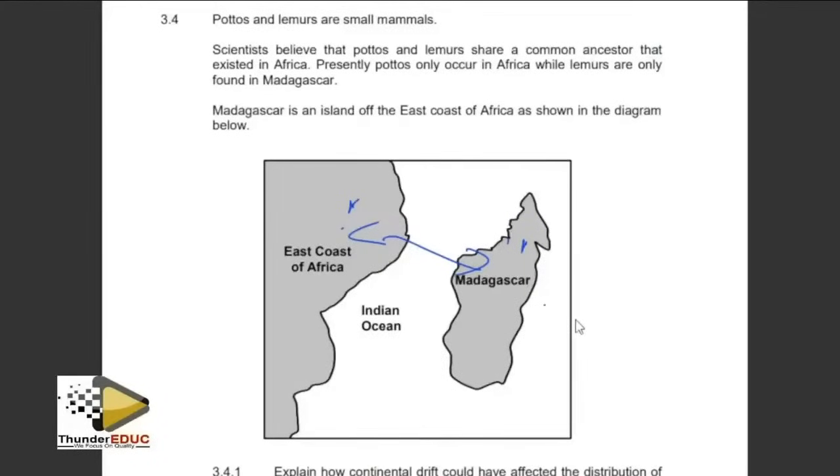Oh, someone is asking me about punctuated equilibrium. I will come there. I'm going to explain it.